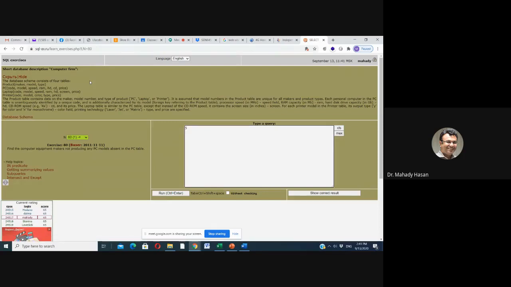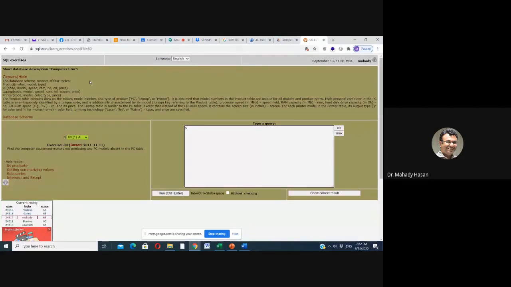So let me try this one. I don't know whether I can solve this one or not. Here the question says: find the computer equipment makers not producing any PC models present in the PC table. What does this mean? And here it mentioned predicates, summarizing values, subqueries, intersect, and except. So these are the help topics.